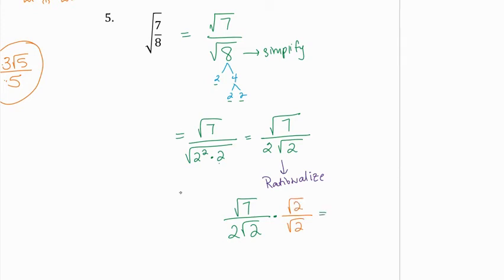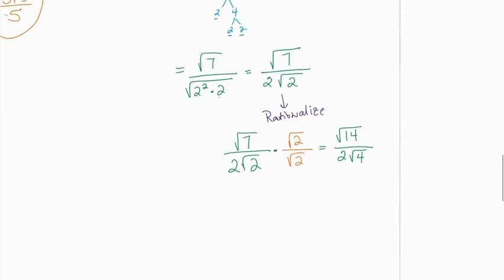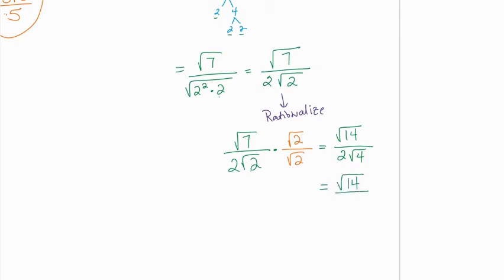So then on the top, 7 times 2. Now this time I can multiply these because the 7 and the 2 are both inside the radical. So I end up with radical 14. On the bottom, the 2 is going to stay as a 2. And then radical 2 times radical 2 would give me radical 4. Right? 4 is a perfect square. That's the whole point of rationalizing here. So I'd end up with radical 14. And then this would be 2 times 2 because the square root of 4 is 2. So I'll get radical 14 over 4.